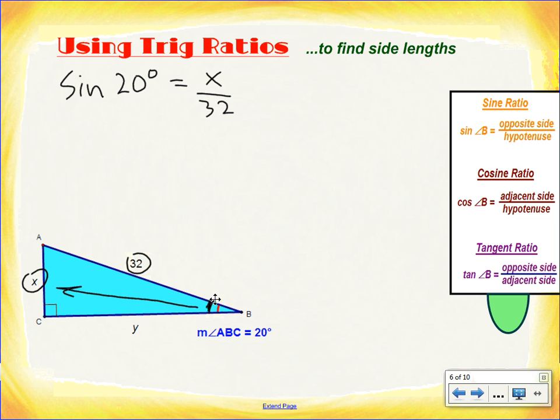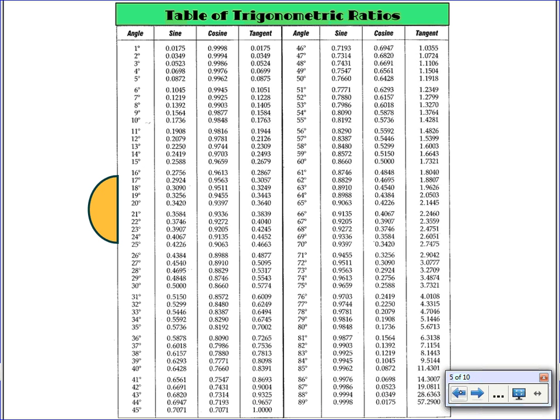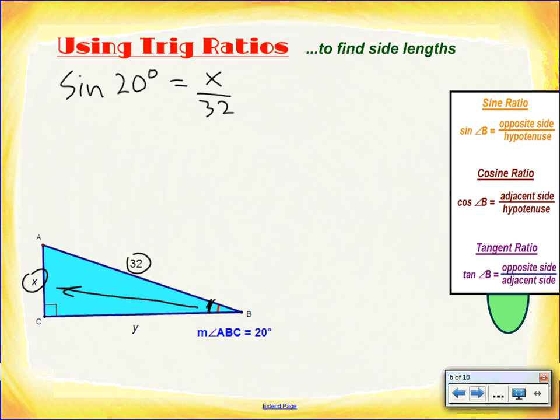So I want to find the sine of 20. Let's look at our chart. Sine of 20. Well, here's the sine column. And I want to look down until I get to angle 20. Here's angle 20. The sine of angle 20 is 0.3420. So I can now replace sine of 20 with 0.3420. Let's do that. So sine of 20 is 0.342 equals x over 32. Now I can solve for x.